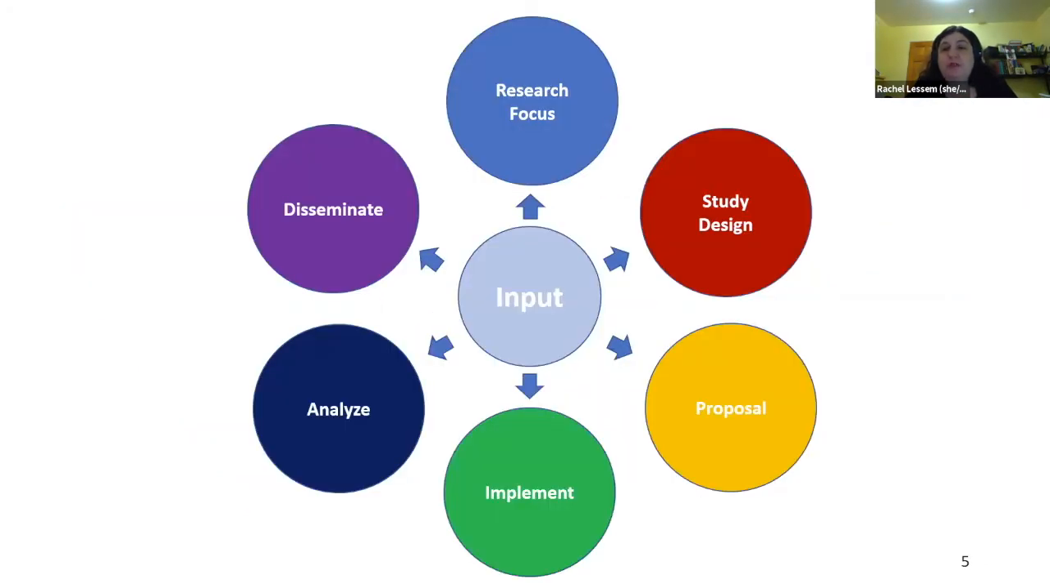The goal of the SAGE model is to embed engagement into the entire research process from start to finish, whether that's the next topic of study, designing your study, refining your proposal and demonstrating to your funder that you have stakeholder input for relevance, addressing issues that arise during implementation, analyzing your data and results and interpreting them based on members' lived experiences, or dissemination strategies, because the ultimate goal of research is having it have real world implications.